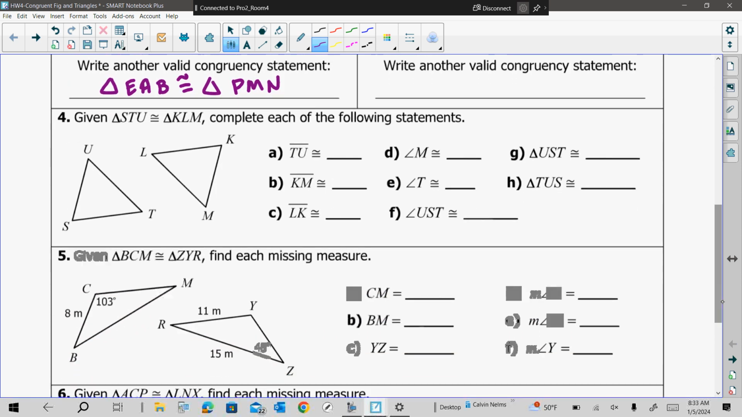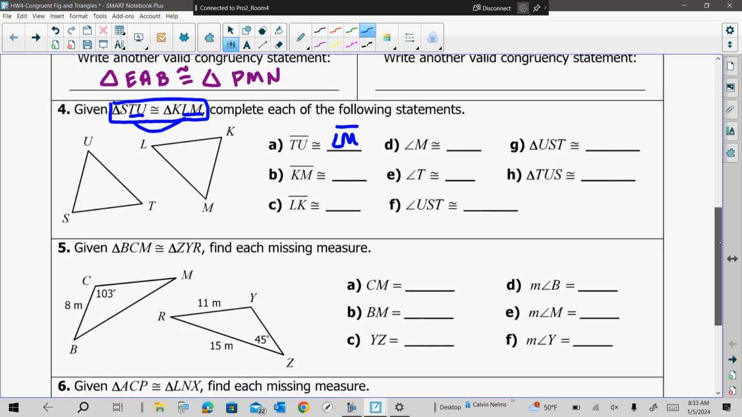4 is just matching, so it's a condition. You're going based on, again, the congruency statement. So if I'm starting with TU, middle last, that's going to be congruent to LM. So all we're doing is matching. Okay, use the congruency statement to match. We did these on the guided practice, so I'm not going to spend a lot of time on this one.